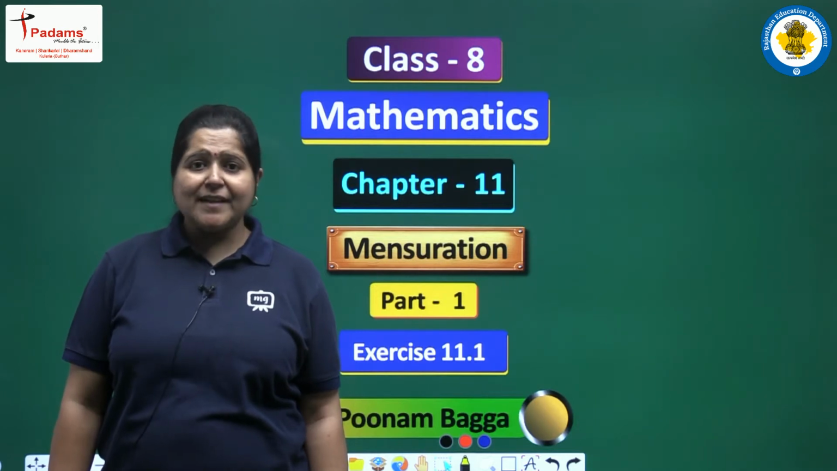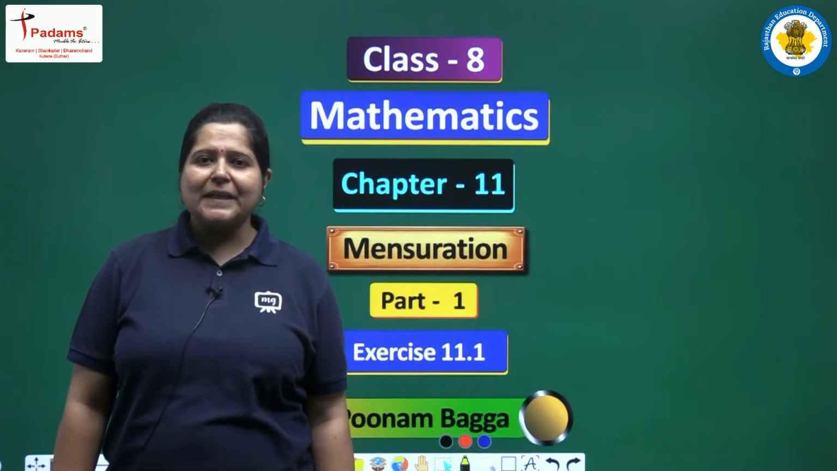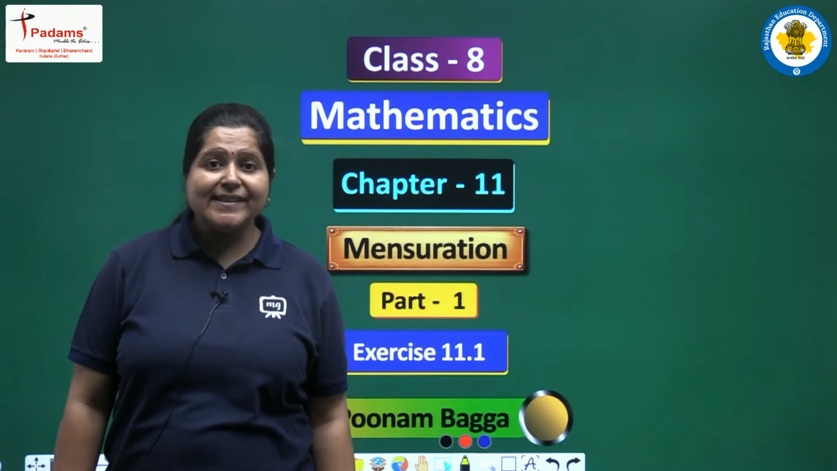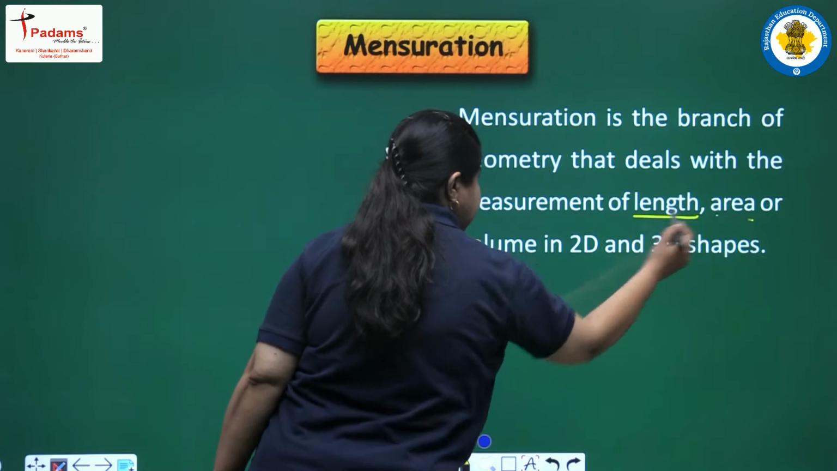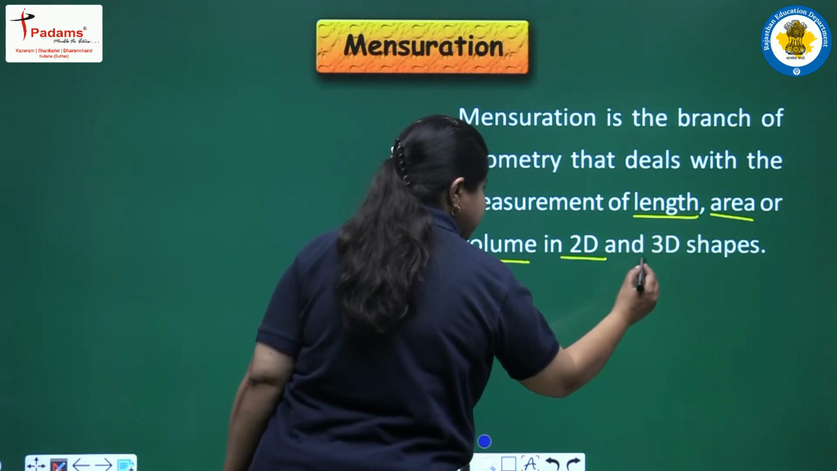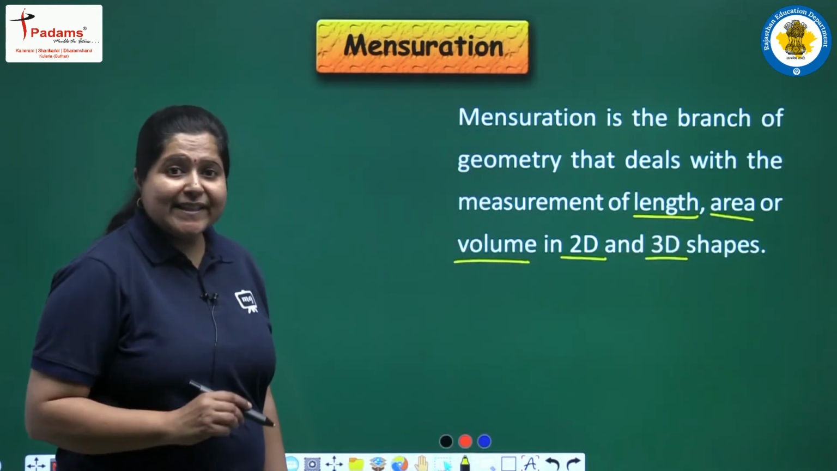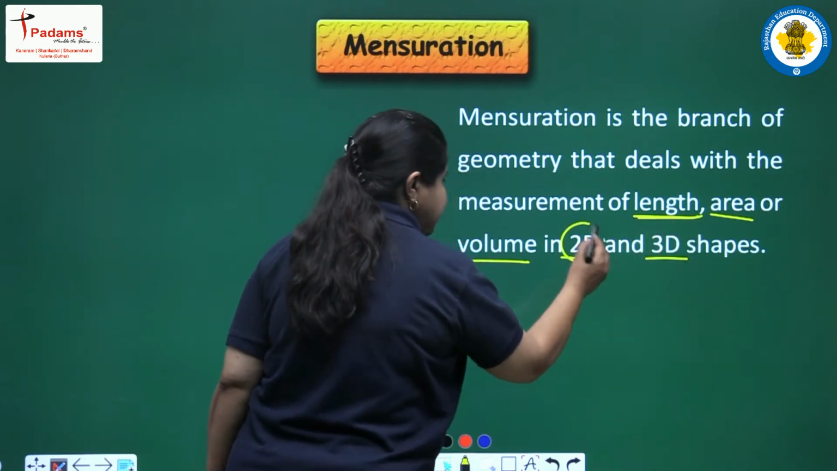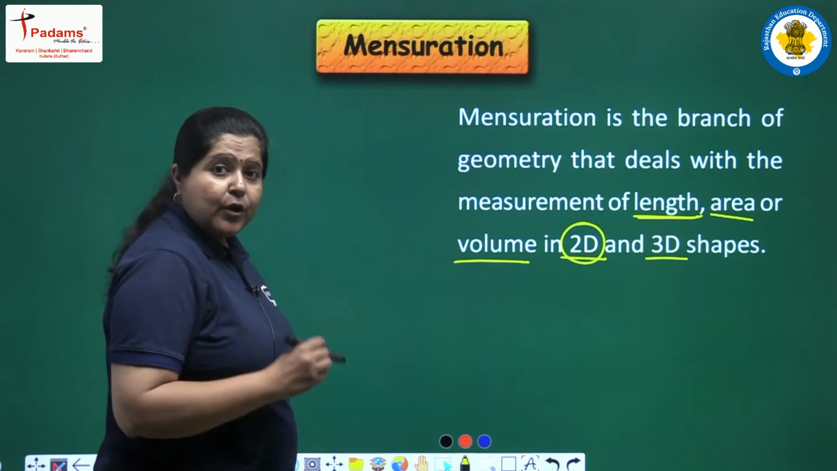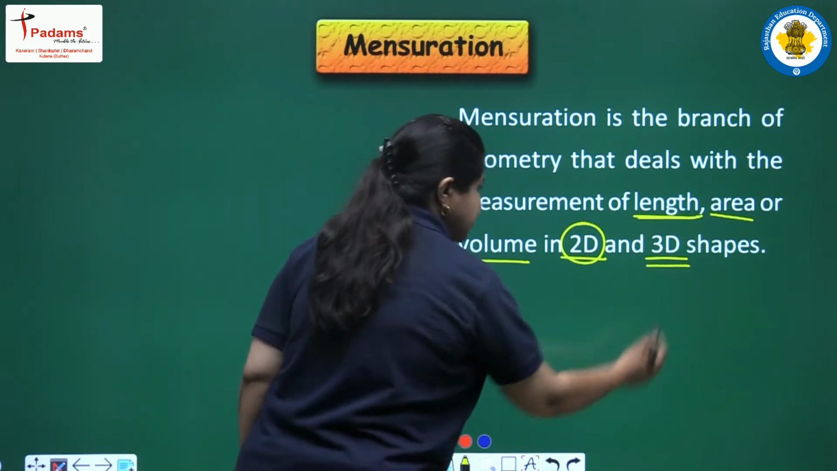Today we are going to start chapter 11 mensuration from class 8th maths. Mensuration is that branch of geometry that deals with the measurement of length, area or volume in 2D and 3D shapes. So here in this chapter we will be finding out some lengths and areas related to 2D shapes, and then we will be finding out the volumes in case of 3D shapes.